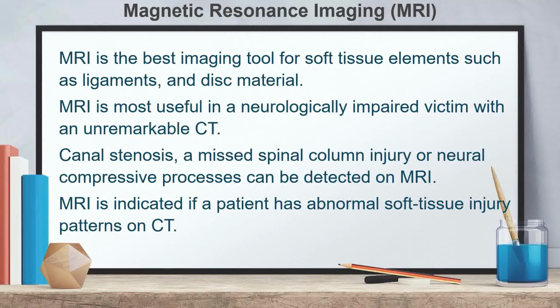MRI should be obtained if a patient has abnormal findings on CT suggesting soft tissue injury, such as soft tissue density anterior to the mid-body of C3 vertebra greater than 5 mm or a widened disc space of more than 1 to 2 mm at one level relative to adjacent disc levels.